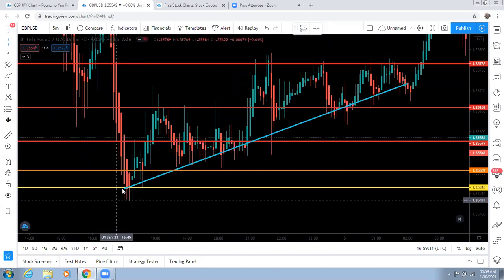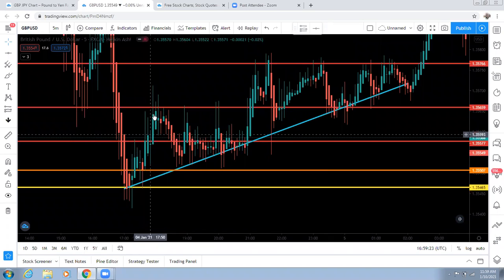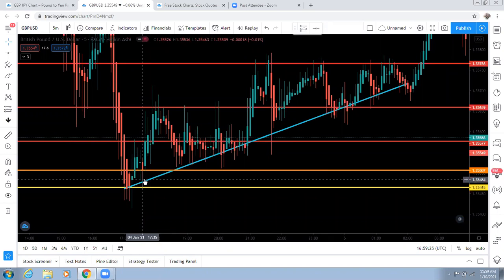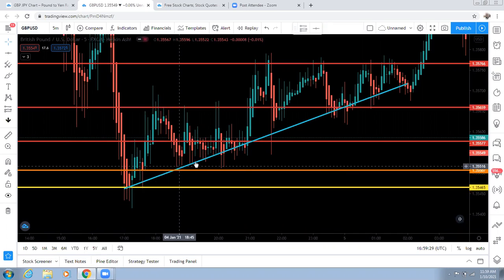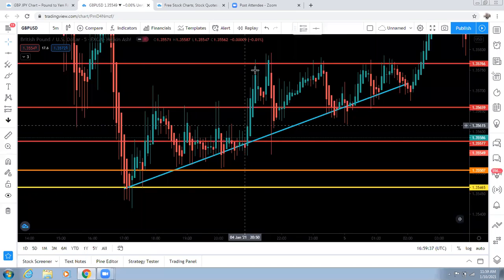Y'all see how it's respecting this yellow line right here. Take off, pull back to respect it. Take off up to this level. That could have been a trade in there. Pull back down to this level. You know, every time that it has hit this level right here, it has respected it and took off.